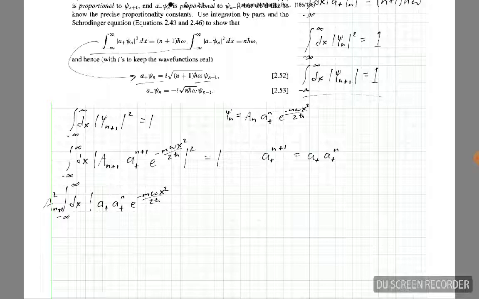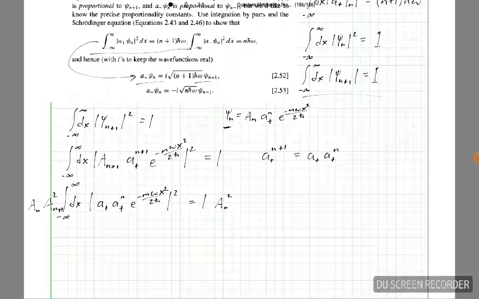All of that equals 1. Now I want to recover a psi n, because I know what the integral of the ladder operator acting on psi n, absolute value squared, equals. So I would like to get that into here. So what I'm going to do is multiply both sides by an squared.